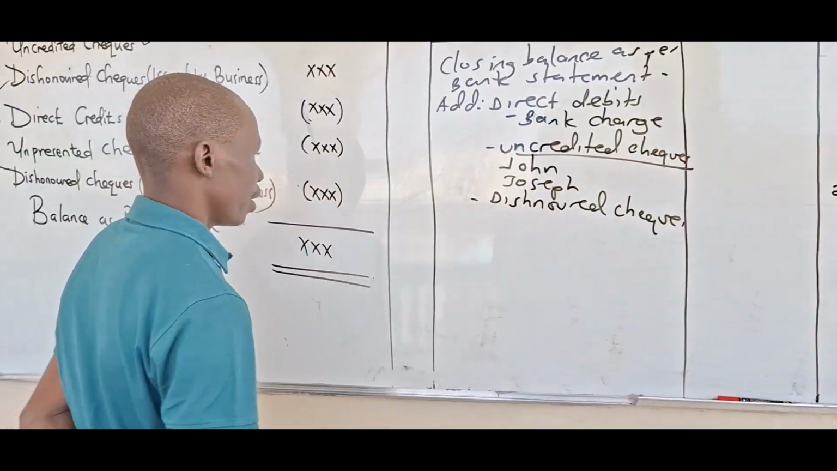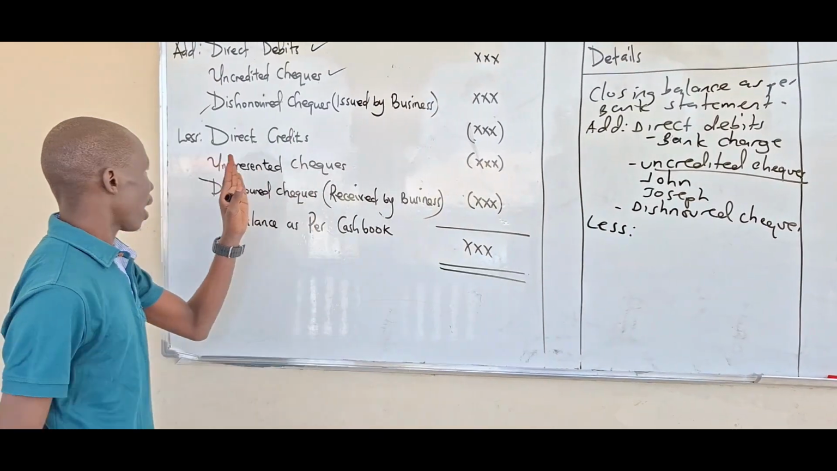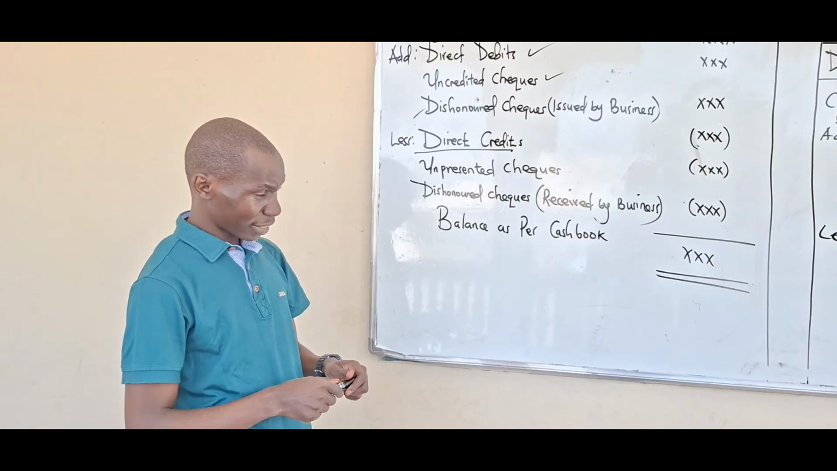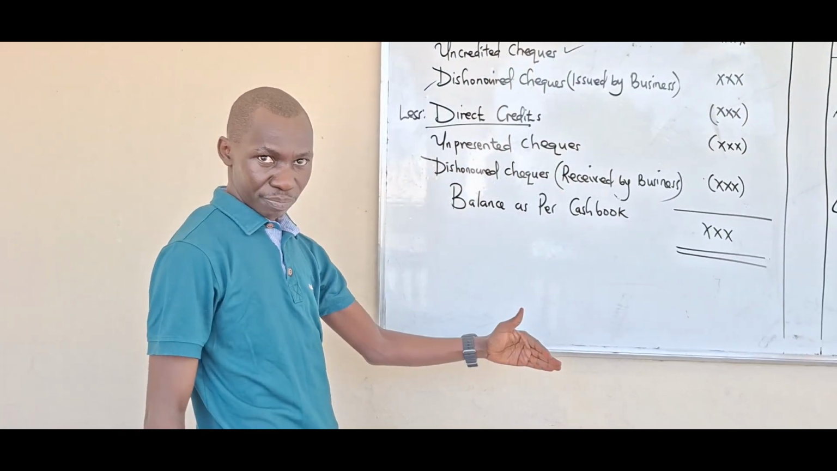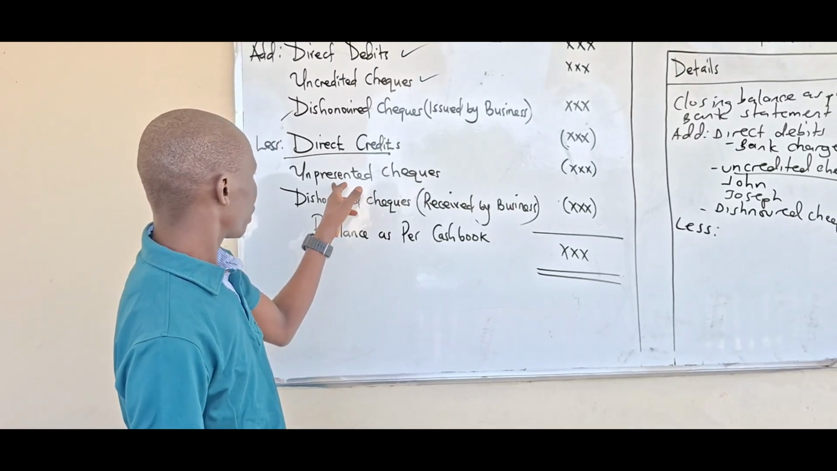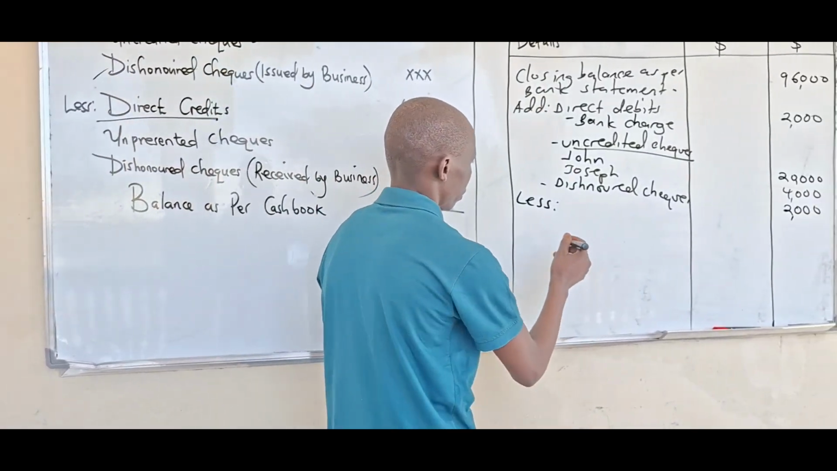Finished. Then you go ahead, subtract. What are you going to subtract? I told you any direct credit which was made on your bank statement, go and remove it so that you don't overstate your cash flow. So we shall go and remove the direct credits. Direct credit.